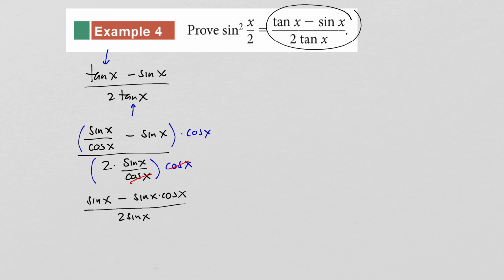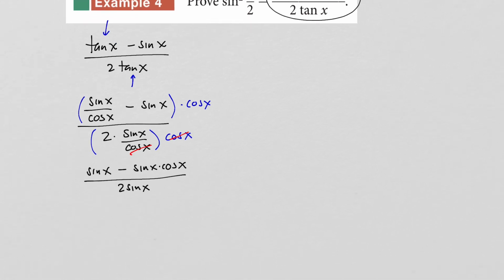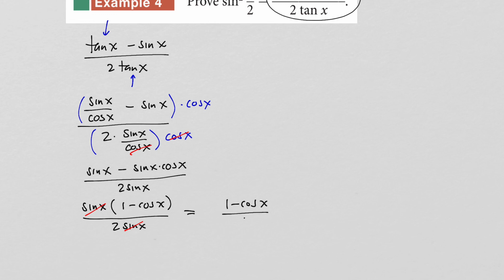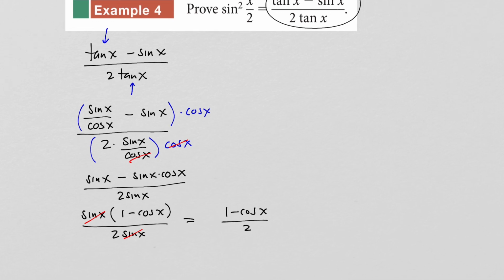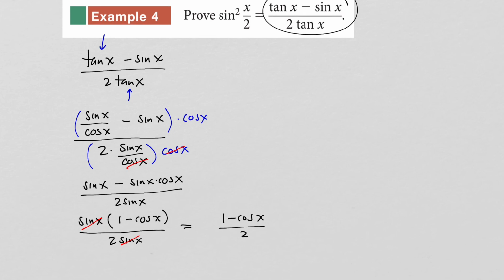Now, it may not seem like we've made any progress, but we have all sines and cosines now, and that is definitely progress. In the numerator, we can factor out a sine of x, and that gives us 1 minus cosine of x. And then we have divided by 2 times the sine of x. And that allows us to cancel the sine of x. And what we end up getting here is (1 minus cosine of x) divided by 2. And at this point, we are done, because (1 minus cosine of x) divided by 2 is the half angle identity, right? It's sine squared of x over 2.